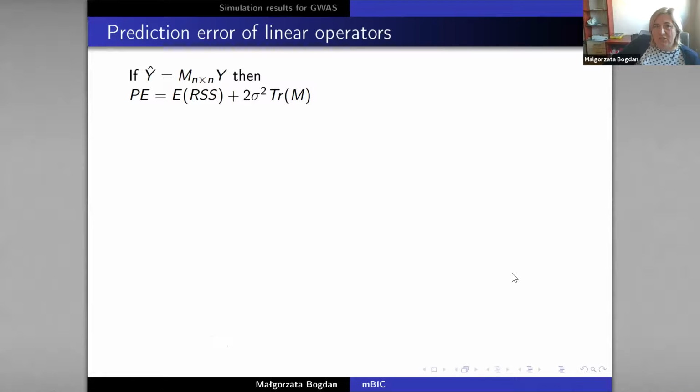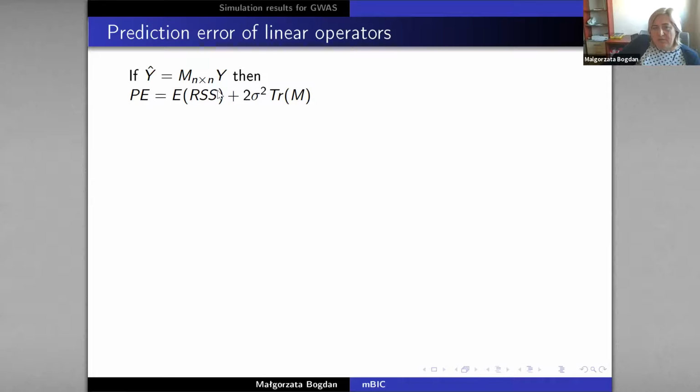Let me just show you the result. The result is a bit more general than what we need at this moment. Let's imagine that your model predicts your y using a linear operator on the y's in your training sample. So y is your training sample, and you make a prediction by using some matrix M. You have a linear operator on your y.